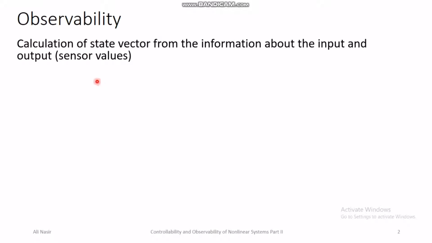Observability is the ability to calculate the state vector from the information about the input and the output of the system. The input of the system is something that you apply to the system, so you already know about the input. The output of the system you can determine from the sensor values, and from these signals, if you are able to construct or reconstruct the initial state vector, which means that you will be able to construct the state vector for any time t in the past, then the system would be considered as observable with the sensors that you have employed in the system.